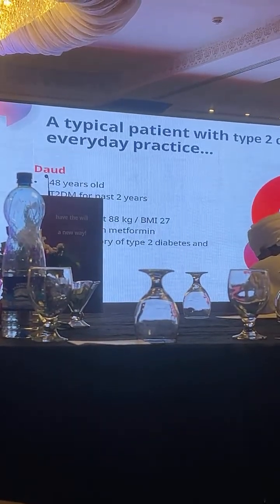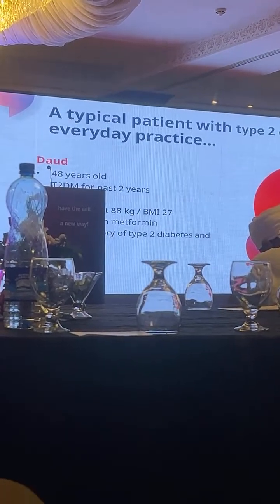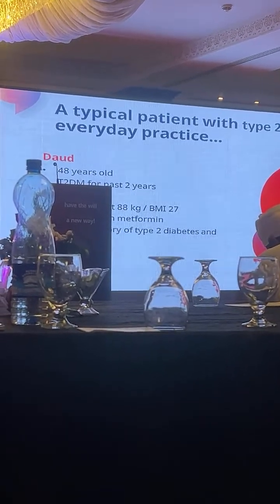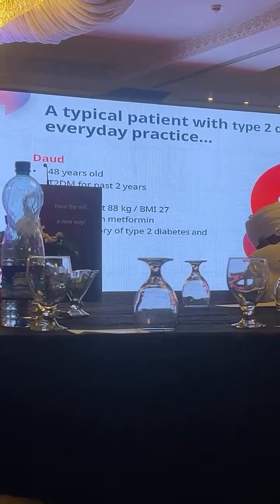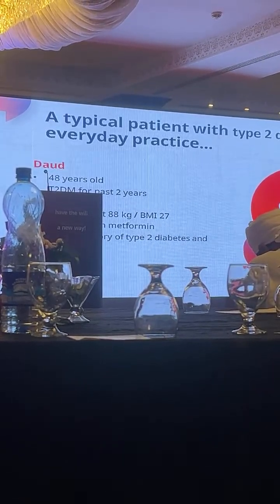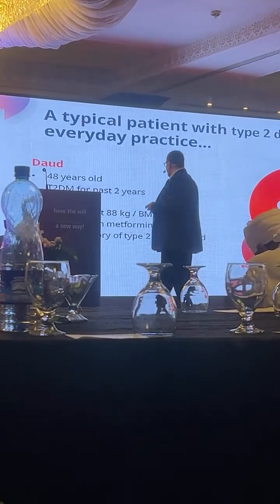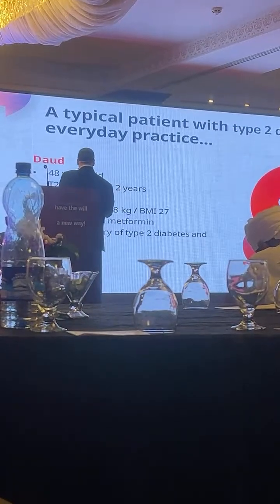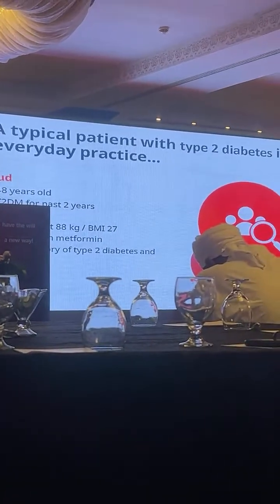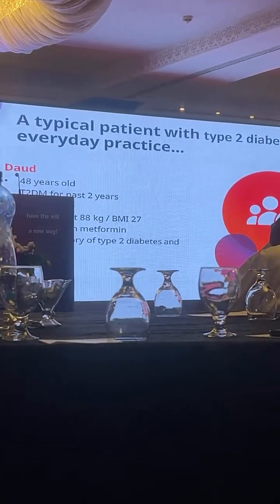So I'm going to give you two patients just to highlight those two concepts which we said. The first patient is Dawood, a 48-year-old man. He has had type 2 diabetes for 2 years. The HbA1c is 7.8%. The BMI is 27, currently taking metformin, and there is a family history of type 2 diabetes and cardiovascular disease. What are the treatment priorities here?